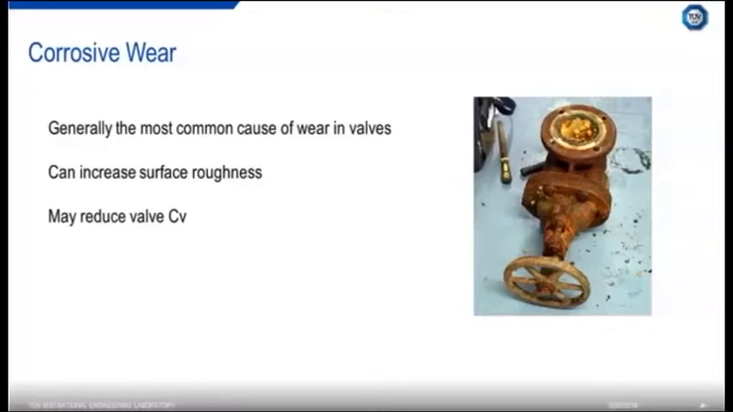Things like hand wheels can seize due to excessive corrosion, which means you can no longer operate them. It can increase the surface roughness of the internals, so it can reduce the valve CV. What that means is you might get a larger than expected pressure drop through the valve if you've got significant corrosion. And in serious cases, the material loss can be so great that it leads to loss of containment of your process fluids or your gases.